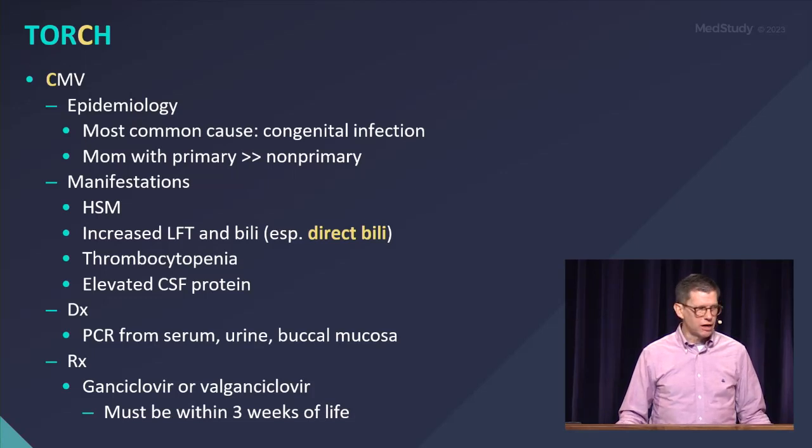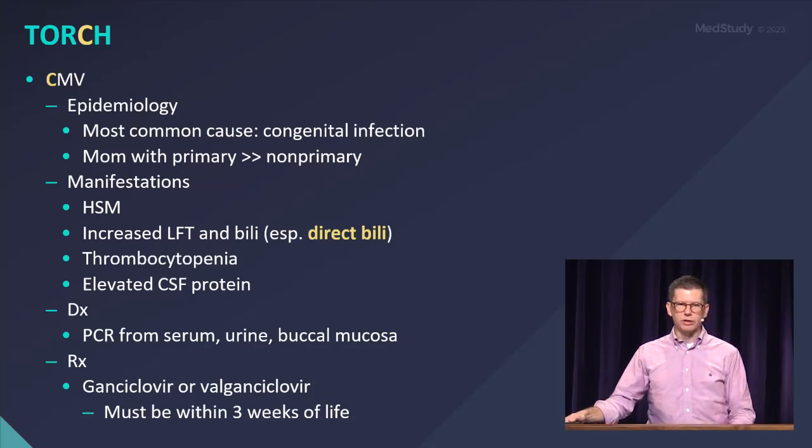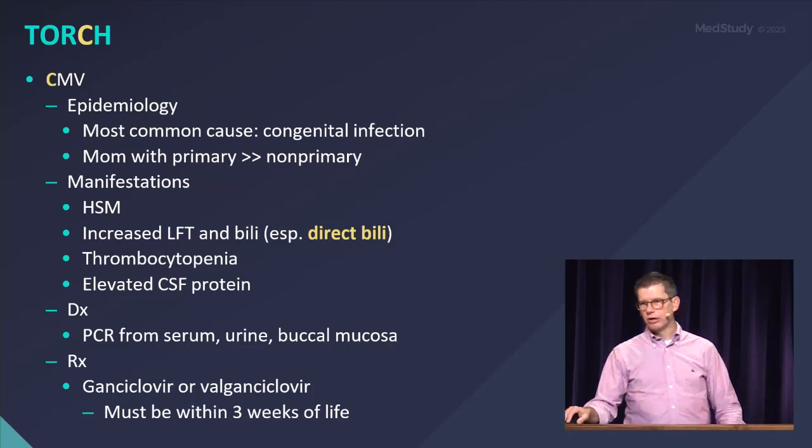For CMV, again, the most common, so this is what you want to think about first. It's more common when moms have a primary CMV infection than a non-primary CMV infection. Manifestations, again, very similar to toxo, but they're going to give a direct hyperbilirubinemia, which can be a clue for CMV. We now do PCRs, and that could be from serum, from urine, or from the buccal mucosa. The treatment for this is IV ganciclovir, or preferably PO valganciclovir. And we have to start this within 3 weeks of life. So congenital CMV has to be diagnosed pretty quickly.